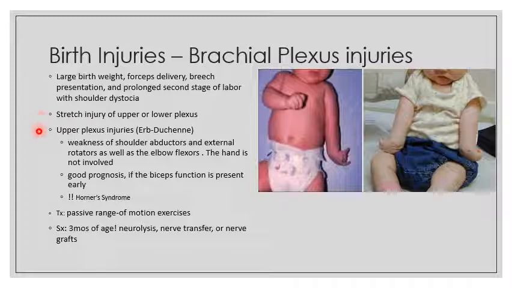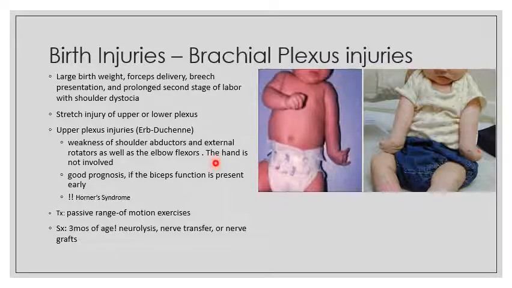So an upper plexus injury, or called the Erb-Duchenne, basically you have weakness of the shoulder abductors and external rotators as well as the elbow flexors. So the hand is not involved. If the hand is not involved, the patient is able to move the hand, that has good prognosis. So the classic term for this is called the waiter's tip. Waiter's tip because, if you can remember the Netter drawing, you put your tip at the waiter's behind his back.